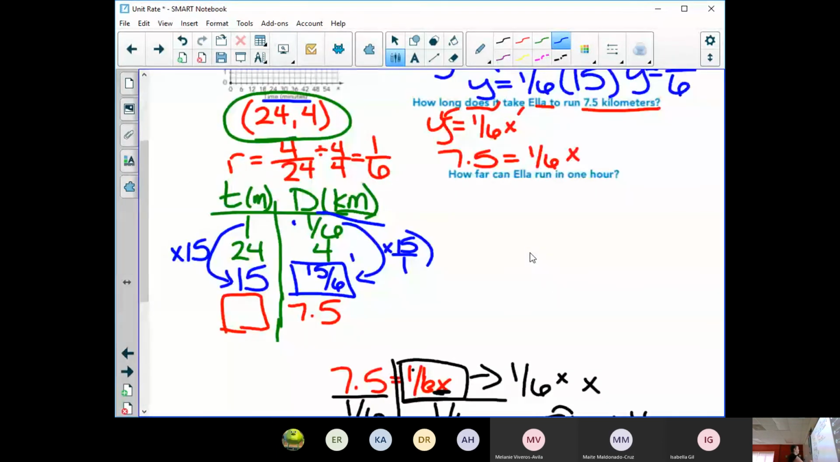So if I come back up here, I know that x equals 45 minutes. So to run 7.5 kilometers, it is going to take her 45 minutes. Any questions about that one?